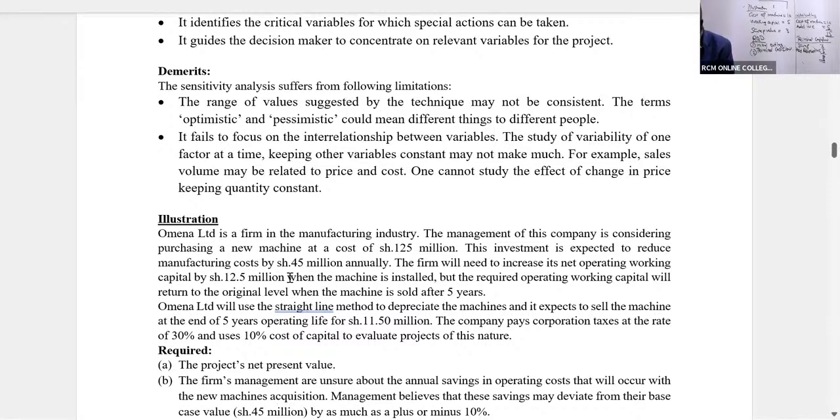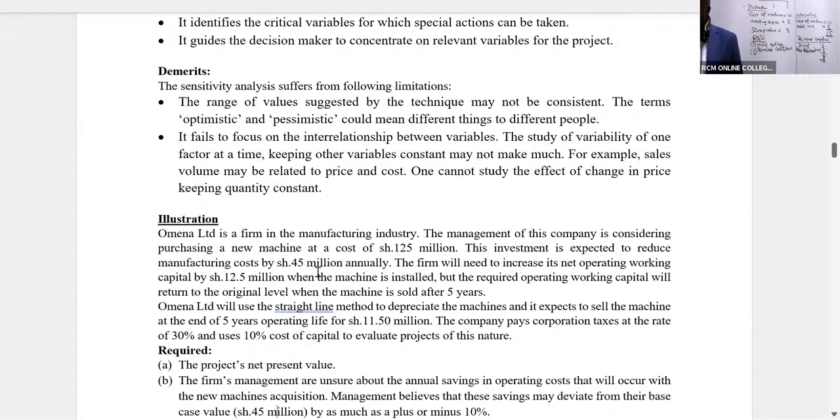Illustration, Omena Limited. Omena Limited is a firm in the manufacturing industry. The management of this company is considering purchasing a new machine costing 125 million. This investment is expected to reduce manufacturing costs by 45 million annually. So every year, because of this machine, we're going to save 45 million.